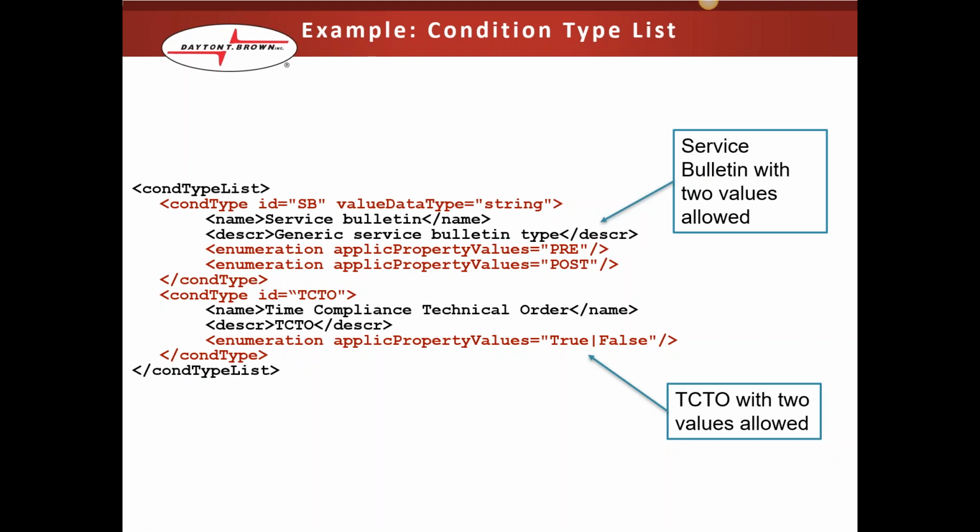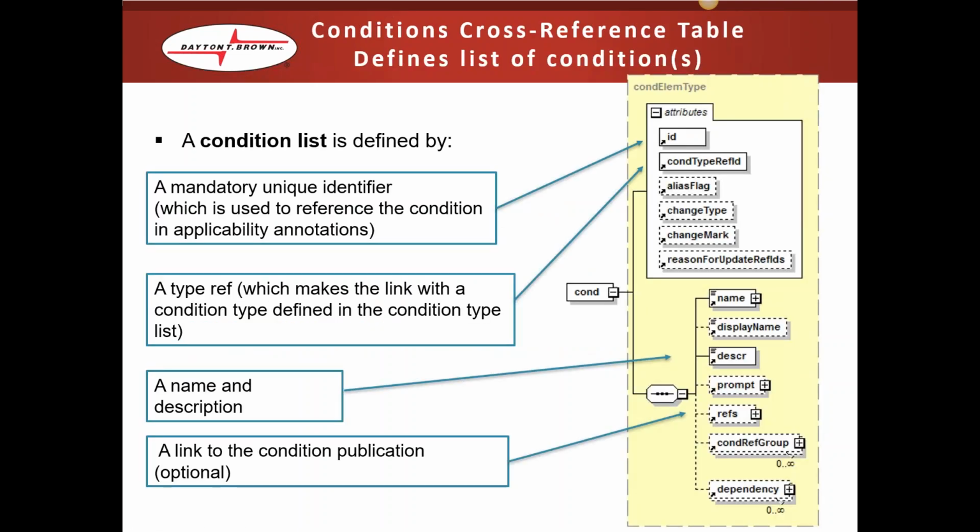All right. So that's this thing called a condition type list. Any questions on that so far? So it's, again, just inside the CCT, we're just saying, hey, I got these things called SBs and TCTOs. And then we're going to use that later here in a minute. And the whole thing is based on this ID, and you'll see here in a sec. So now we go to the condition list. All right. So condition list is each instance of a condition.